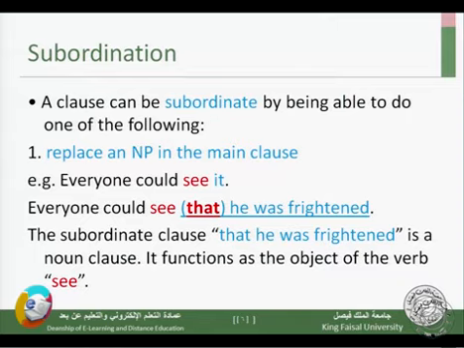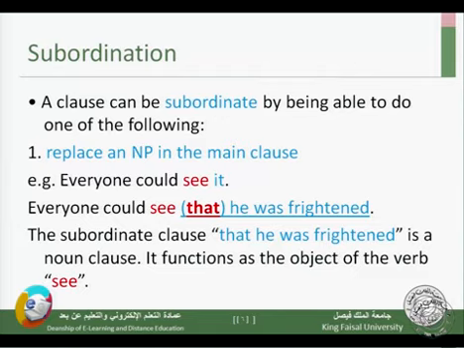And in this sentence here, we can remove it and put a clause in its place. For example, everyone could see that he was frightened. That he was frightened replaces it in the first sentence. So it takes the place of an NP in the main clause. That he was frightened is called a subordinate clause. So the subordinate clause, that he was frightened, is a noun clause. It took the place of an NP, of a noun phrase. So a noun clause can take the place of a noun phrase. It functions as the object of the verb see.